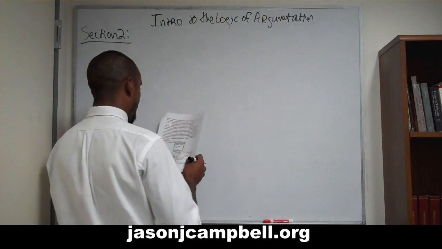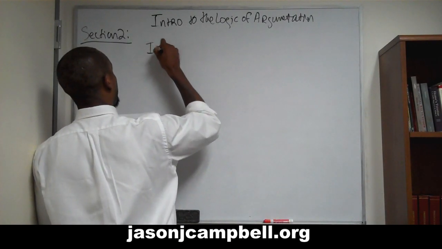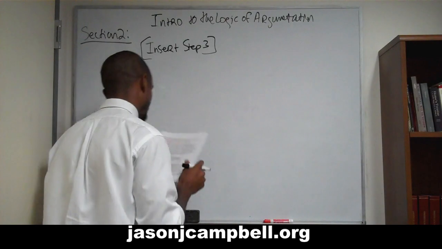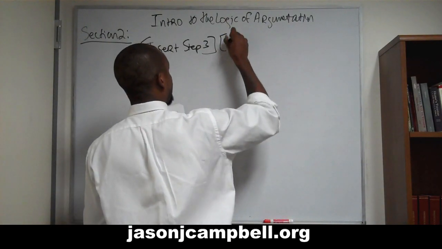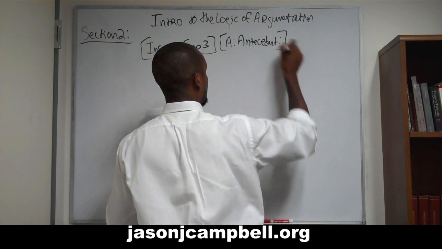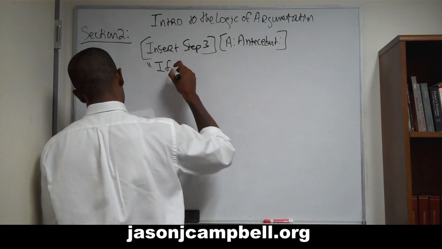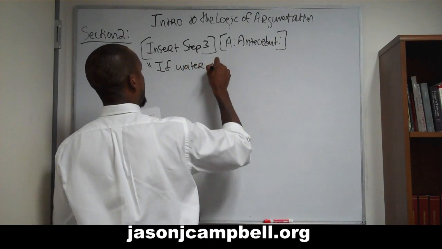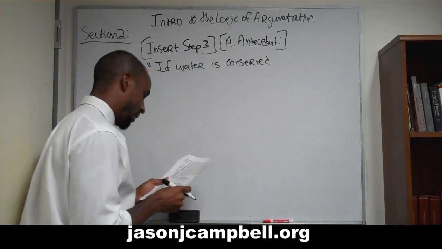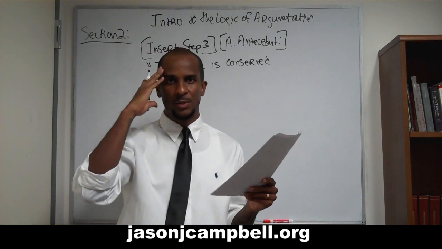So we insert step 3, which gives us the antecedent, right? And what is that? It's if water is conserved, right? This concludes our antecedent. Now you should be able to see it in your mind: if water is conserved.